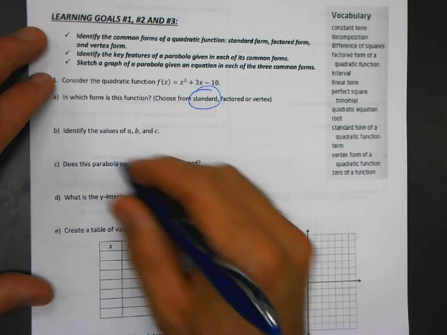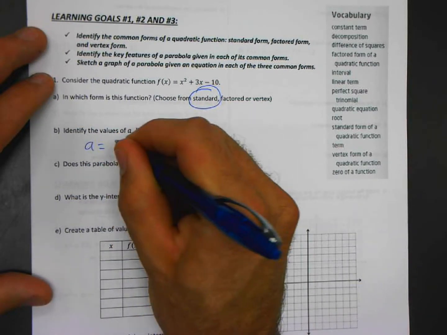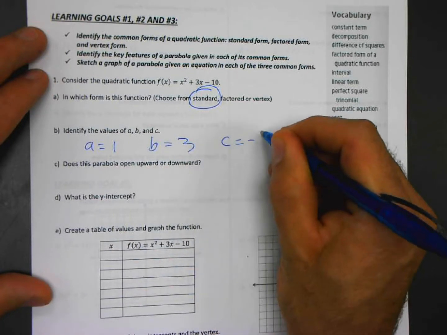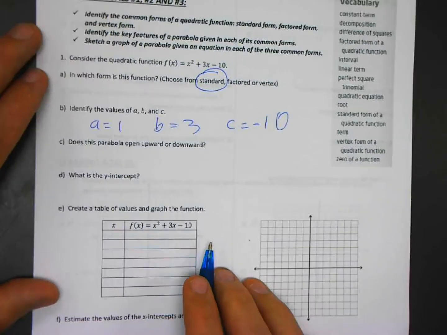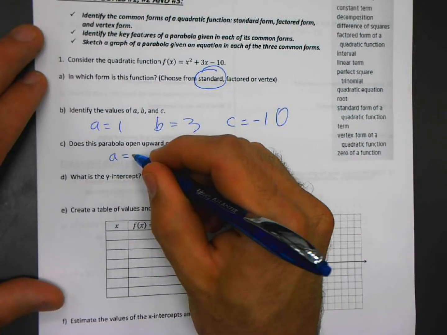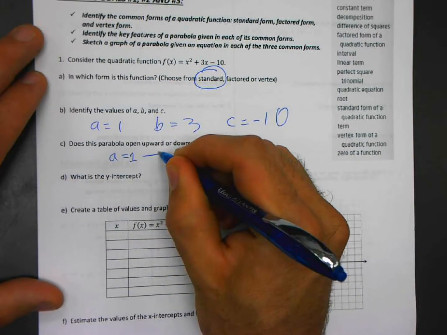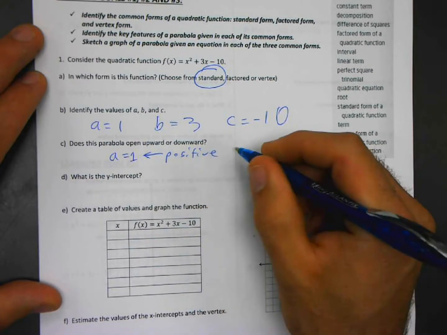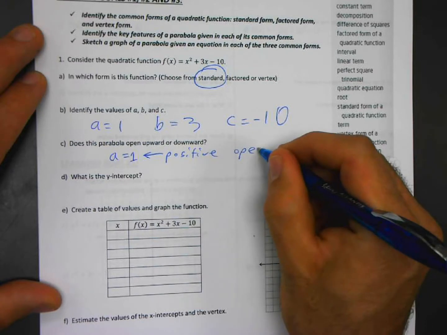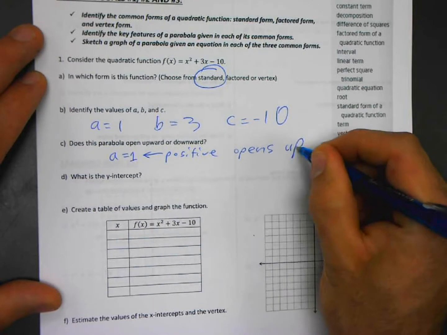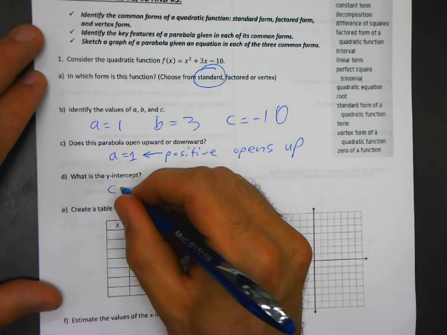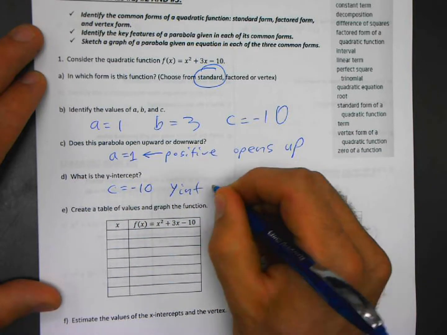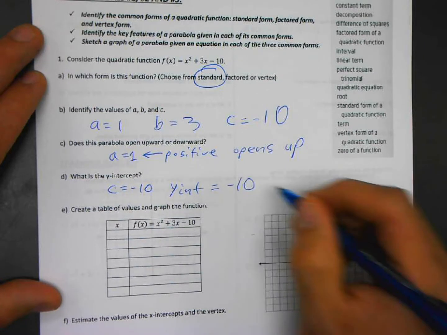So A, B, and C are going to be A equals 1, B equals 3, and C equals negative 10. Does it open up or down? Well, because A is 1 and it's positive, it opens up. What's the y-intercept? That's just the C, which is negative 10, so the y-intercept is negative 10.